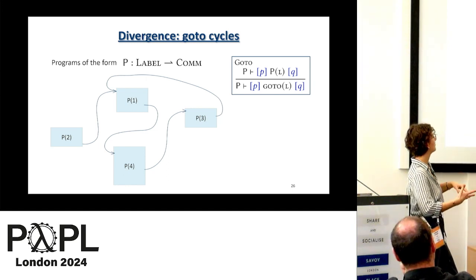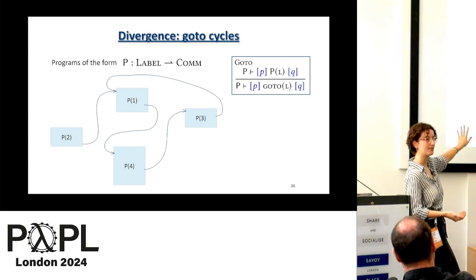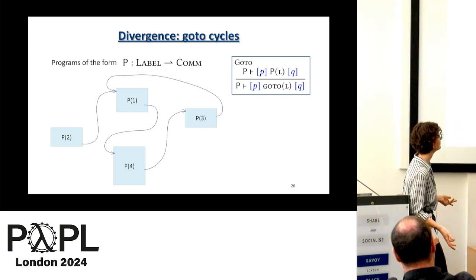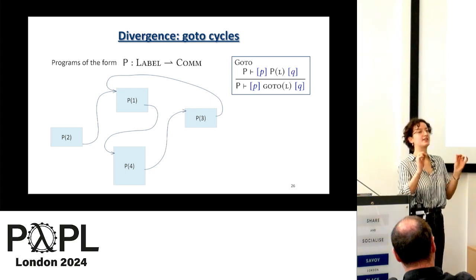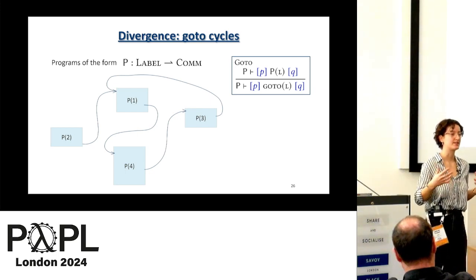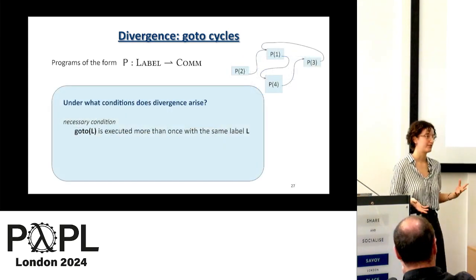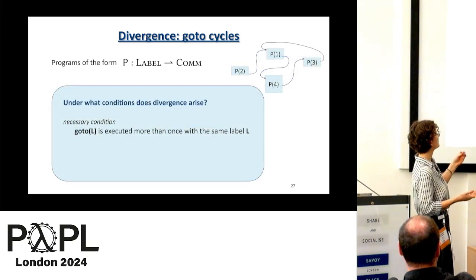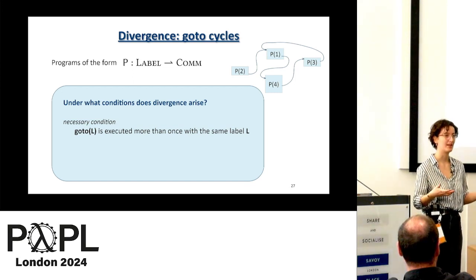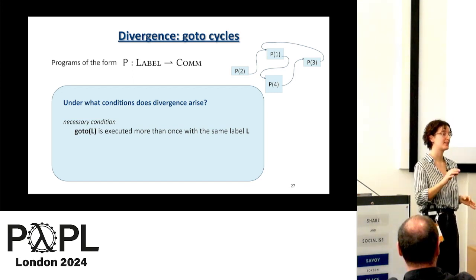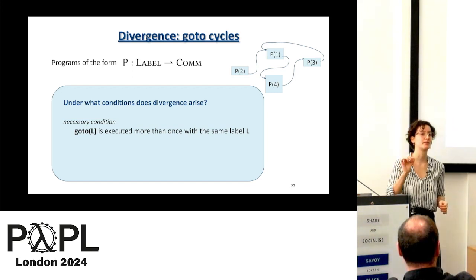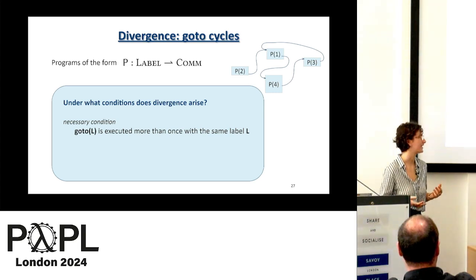It just means that we go to the program block of the same label and execute that block. Now the question is, what are the conditions under which this divergence appears? First of all, it's very straightforward that we have the necessary condition that we have to jump to the same label at least twice. If we don't, we can still have divergence, but then the root cause will not be goto. The root cause will be something else.